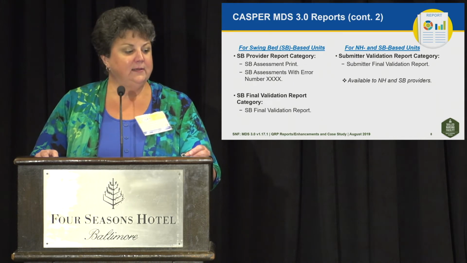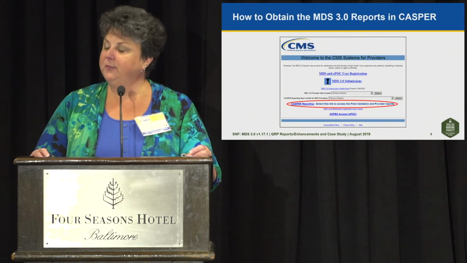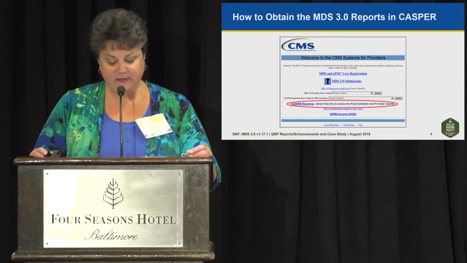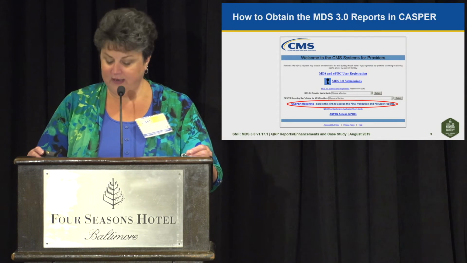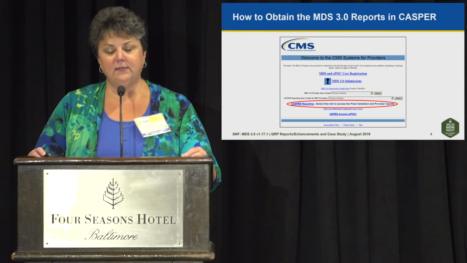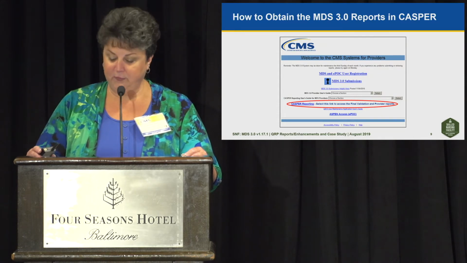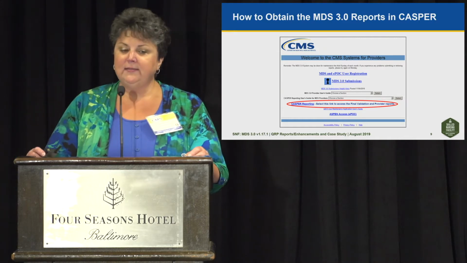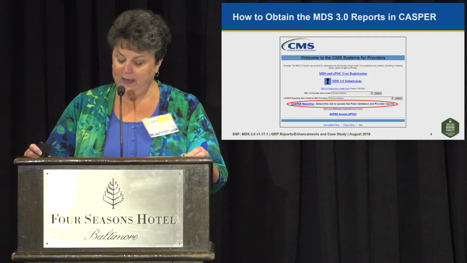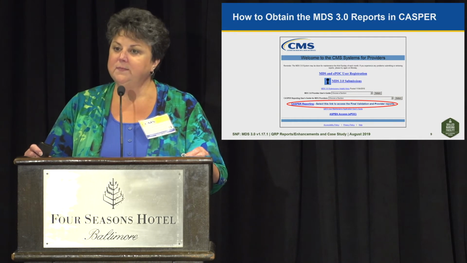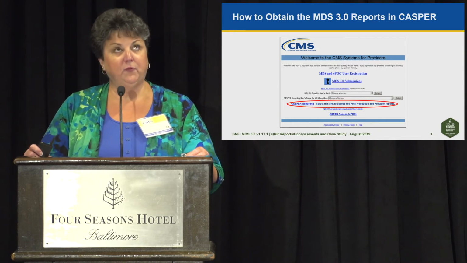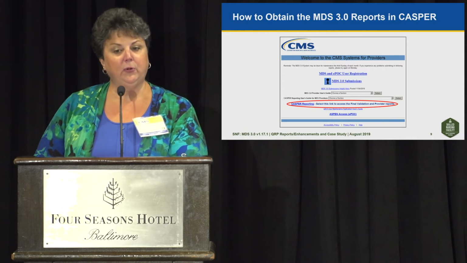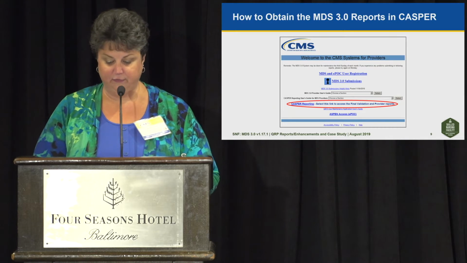So as I said before, I'm sure many of you are familiar with how to access this system, but for the benefit of those who are relatively new to it or have never accessed it, this really provides a nice overview and gives you that information on how to access the reports. So you access these in the CASPER reporting application via the Welcome to CMS Systems for Providers page. And you select on that the CASPER reporting link, and you can see that circled in red.